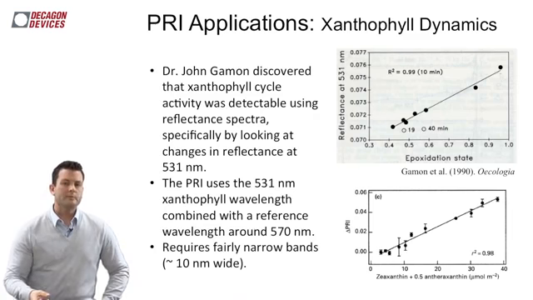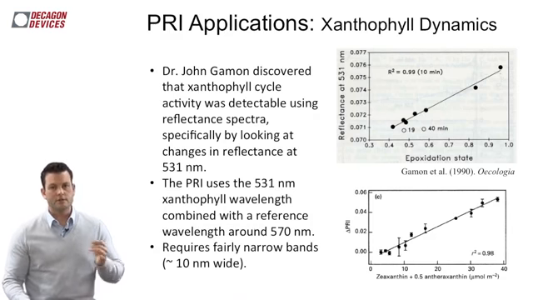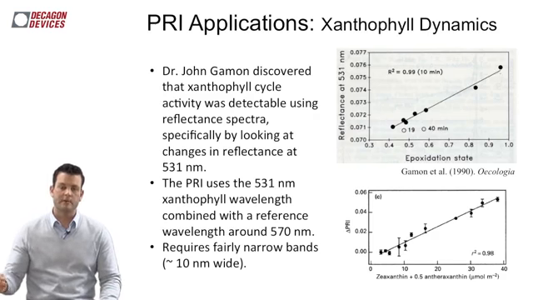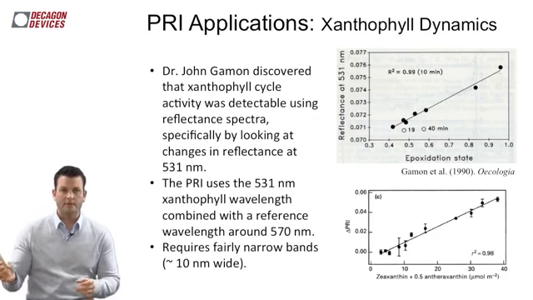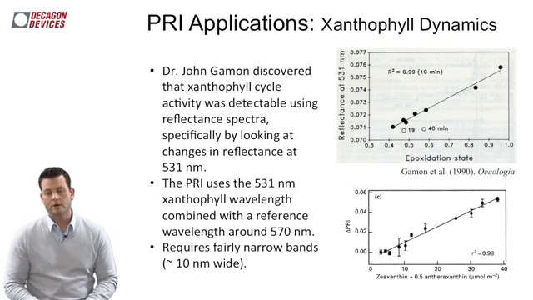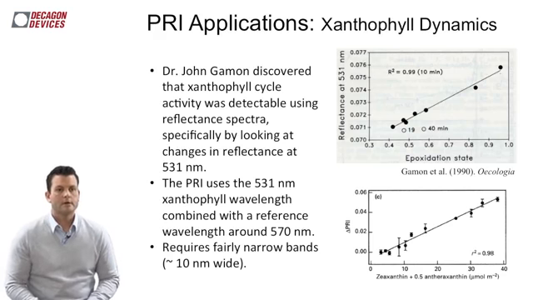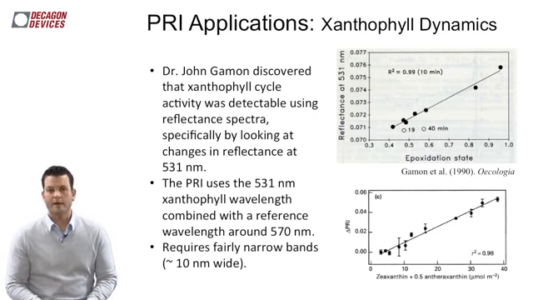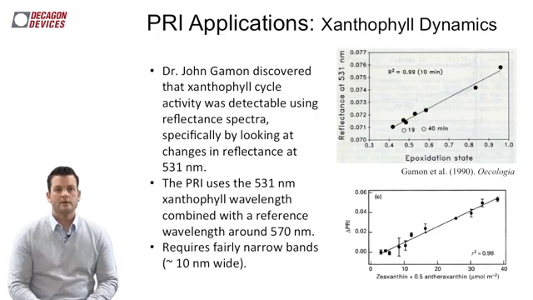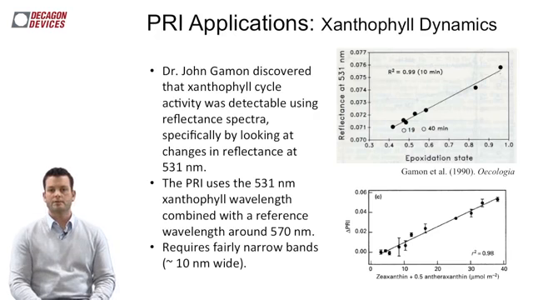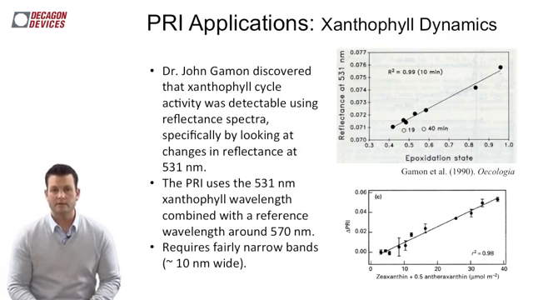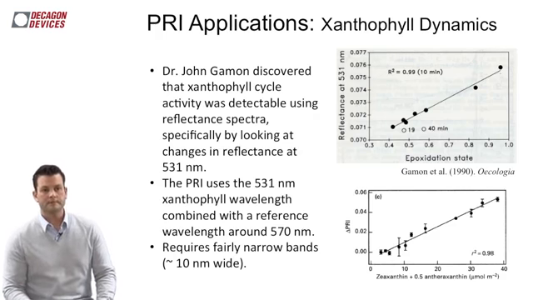If you remember back to the PRI, the formulation doesn't just use 531 nanometers, it also uses a reference band at 570 nanometers. That's in there just as reference. There is no change that occurs at 570 nanometers when xanthophylls are changing. And you can see in the bottom right-hand corner figure that the change in PRI is almost as sensitive to changes in the epoxidation state of xanthophylls as the plain reflectance at 531 nanometers.